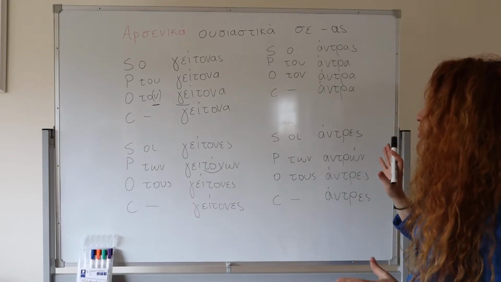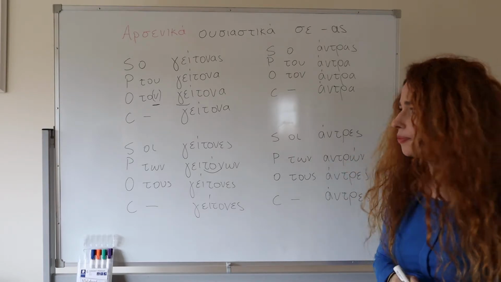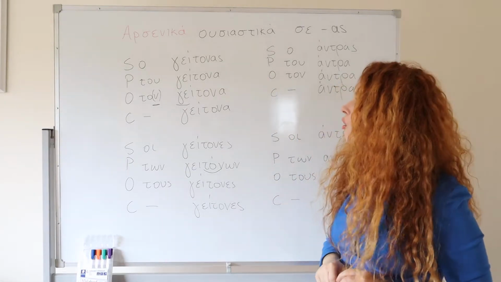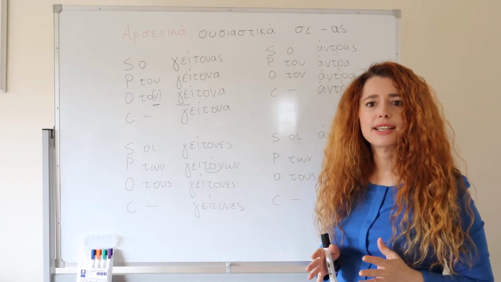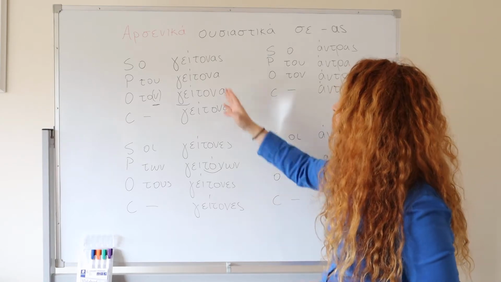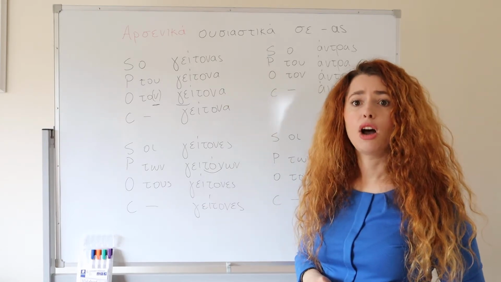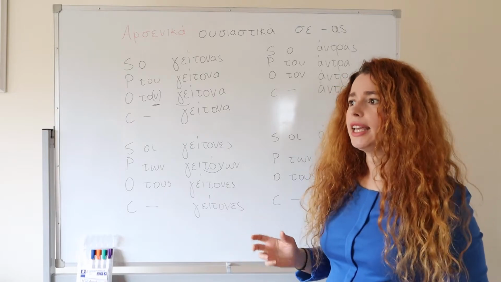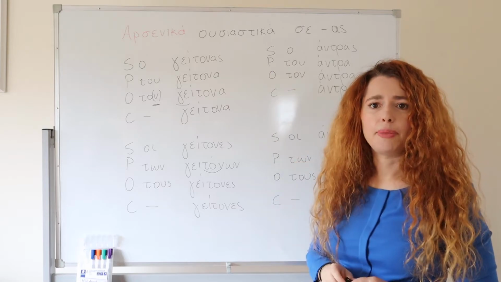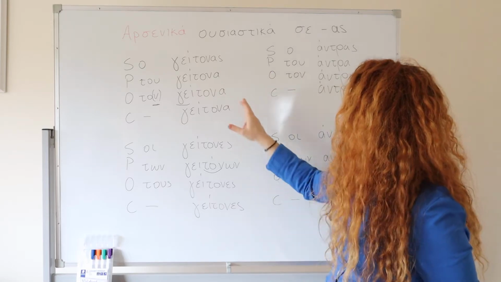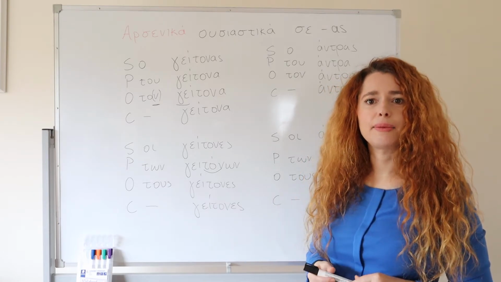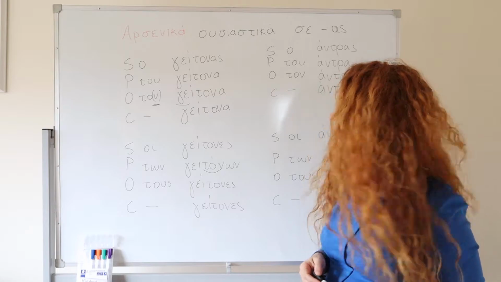Let's see these two nouns in a couple of examples. Ο γείτονας, the neighbor. Ο γείτονας, the subject. Ο γείτονας ξέρει καλό κολύμπι. The neighbor knows how to swim well. Του γείτονα, of the neighbor. Ο κήπος του γείτονα είναι πάντα περιποιημένος. The garden of the neighbor is always tidy. Τον γείτονα. Βλέπω, I see, τον γείτονα κάθε μέρα. I see the neighbor every day.